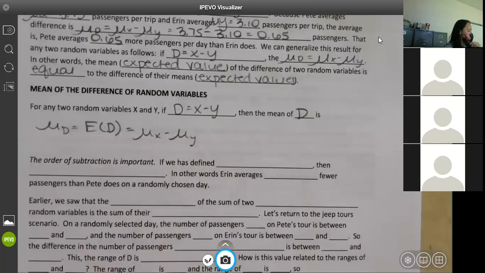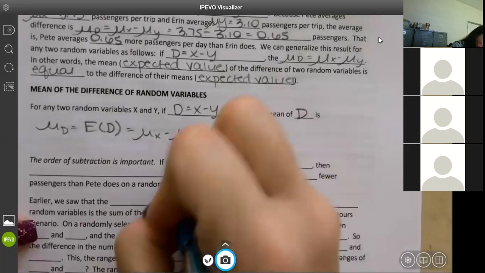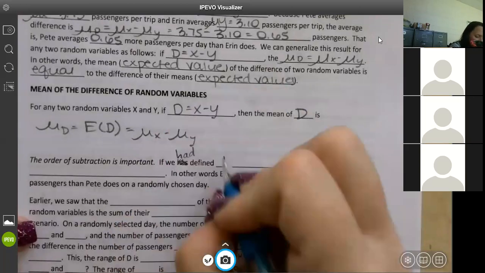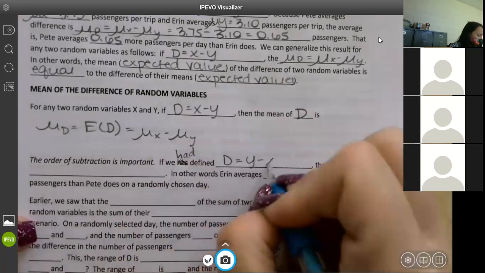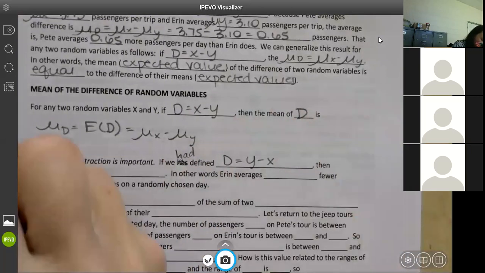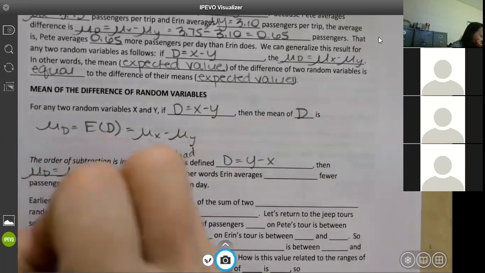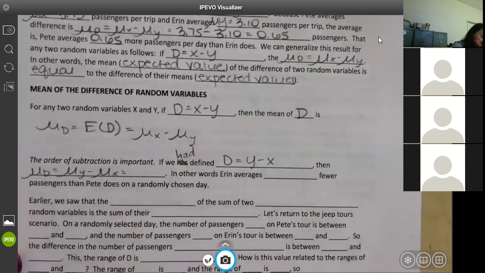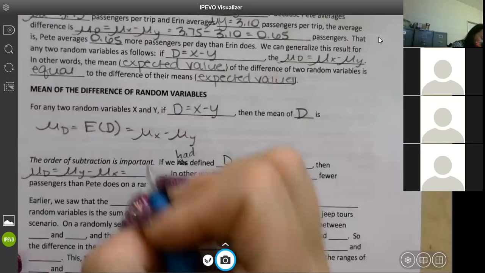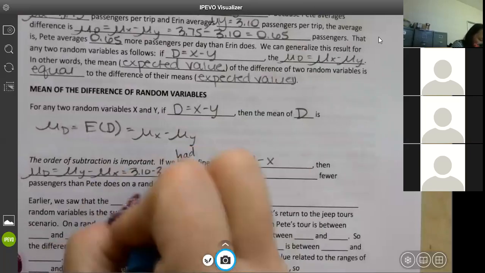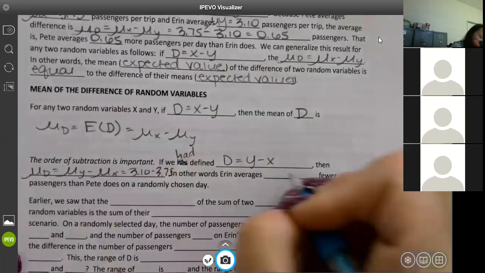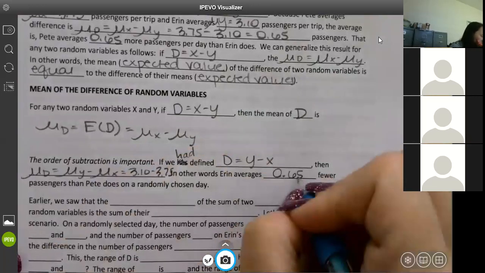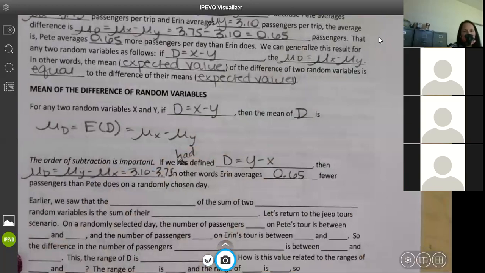And do remember that the order of subtraction is important, and you guys know that because 2 minus 4 is not the same thing as 4 minus 2. Okay? This should say if we had defined D as Y minus X, then the mean of D would be the mean of Y minus the mean of X, which in Jeep and Aaron's tours would have given you 3.10 minus 3.75. In other words, on average, Aaron has 0.65 fewer passengers. How do you get fewer? It's because it's going to come out negative.